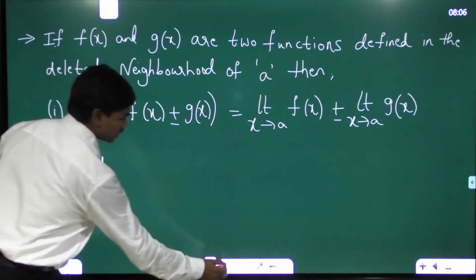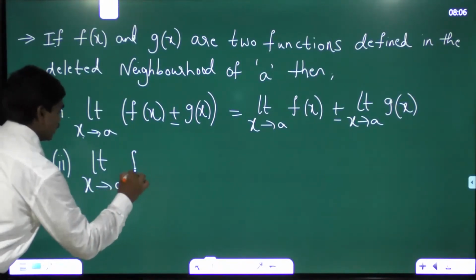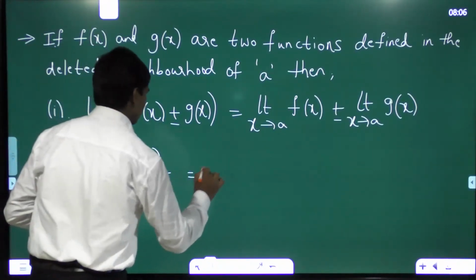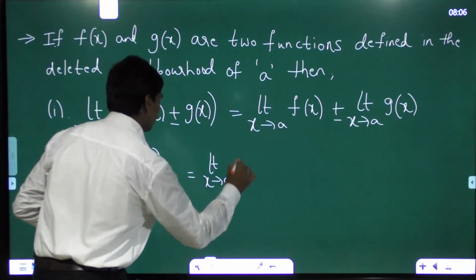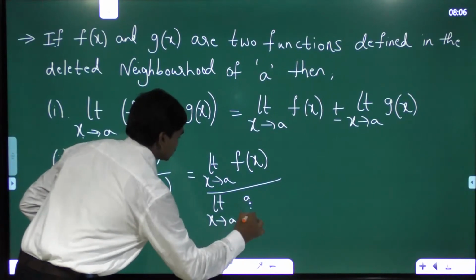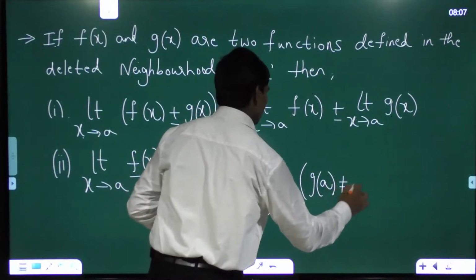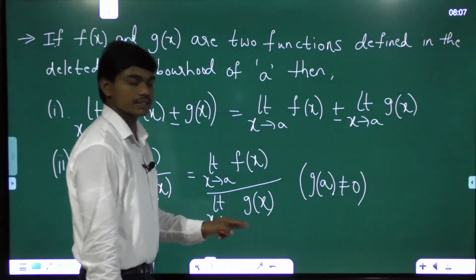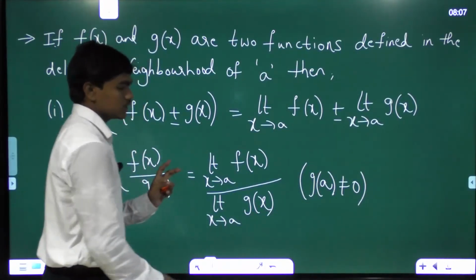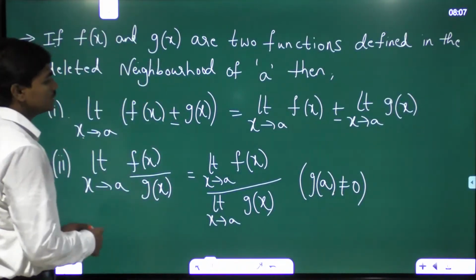Limit x tends to A, f of x by g of x. This can be written as limit x tends to A, f of x divided by limit x tends to A, g of x. But of course, in this case g of A should not be 0 alone. Both f of A and g of A can be 0 simultaneously, but g of A alone can't be 0, because division by 0 is not defined. So these are two properties of limits that I could take care of at this moment.